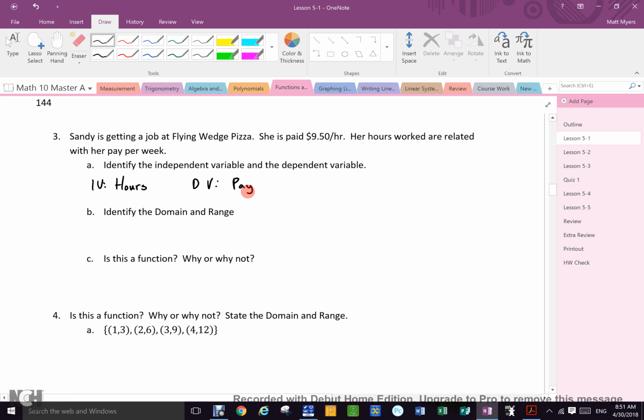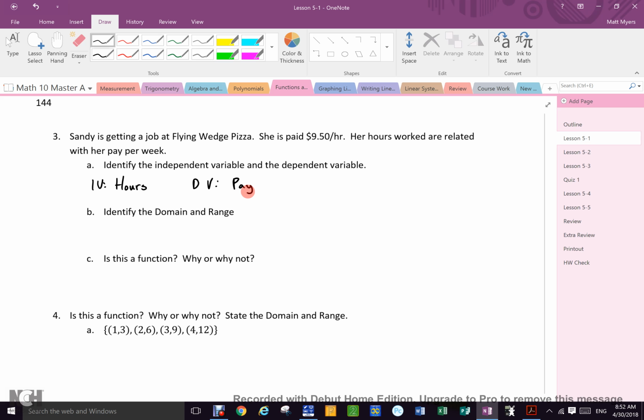But I could turn that graph sideways. Yeah, but for the number of hours, if you're not getting paid anything, then you're still working. It just doesn't pay how much you're getting. If Sandy doesn't go in and make pizzas, is she going to get paid? No. So her pay depends on the hours she is at Flying Wedge.